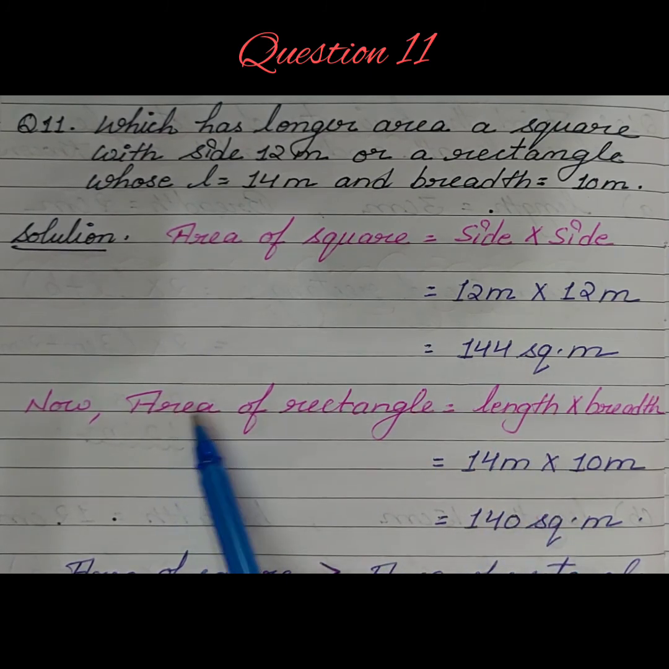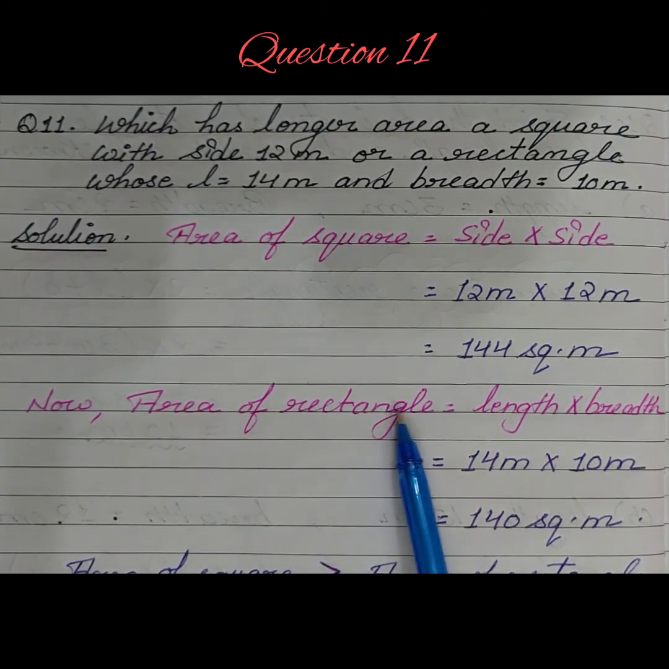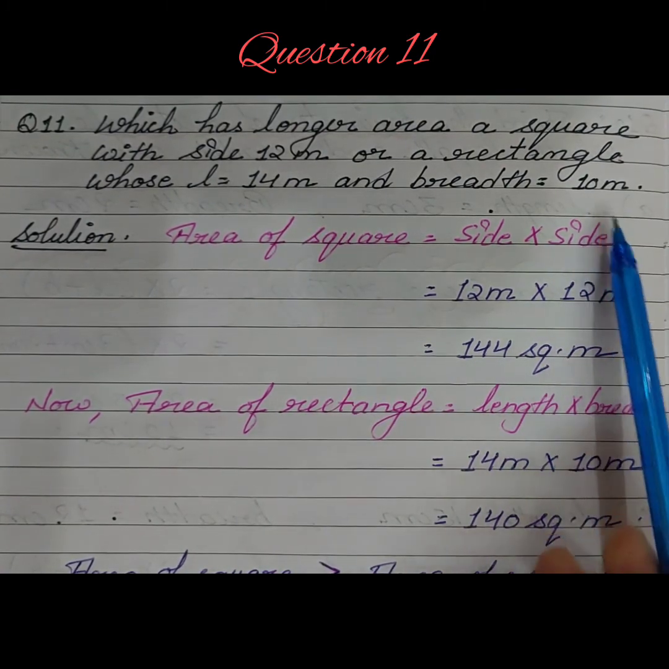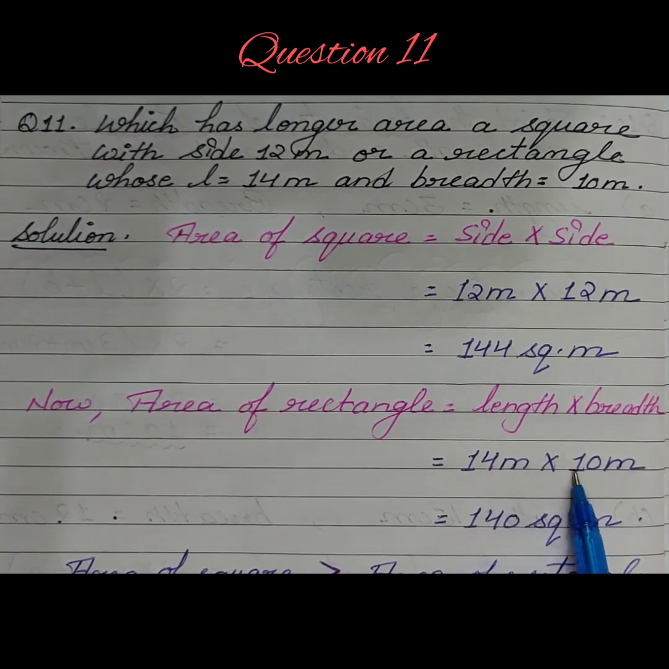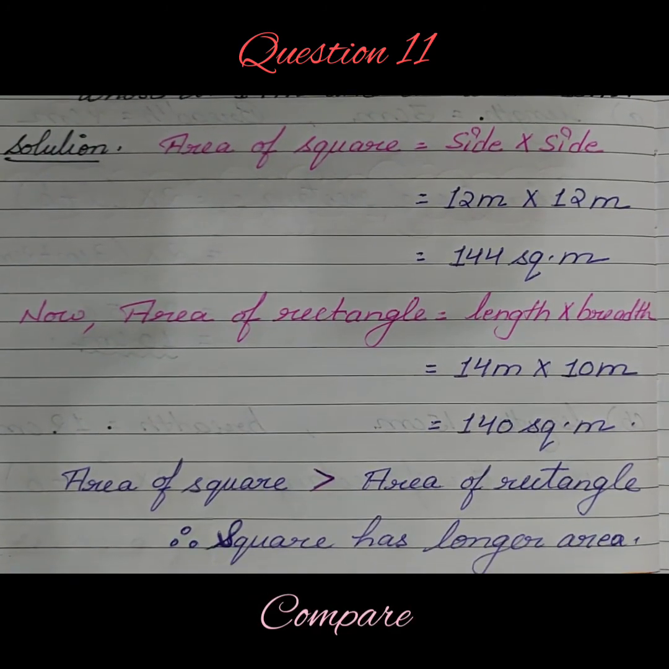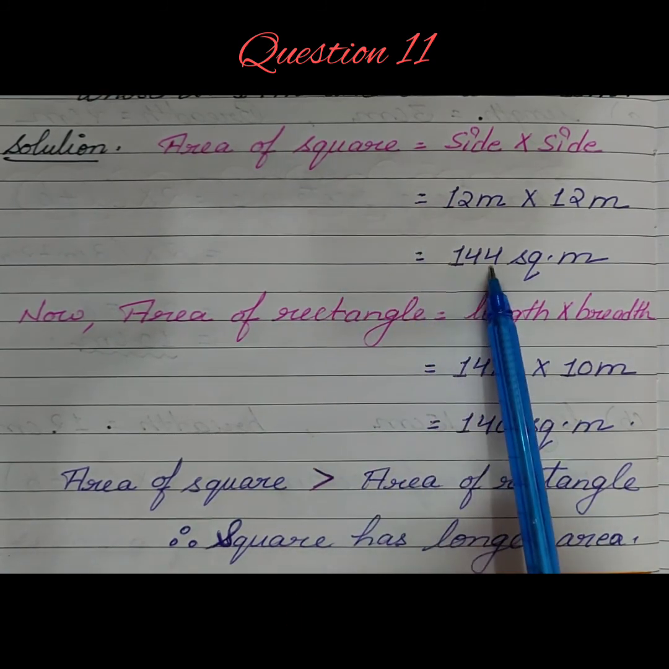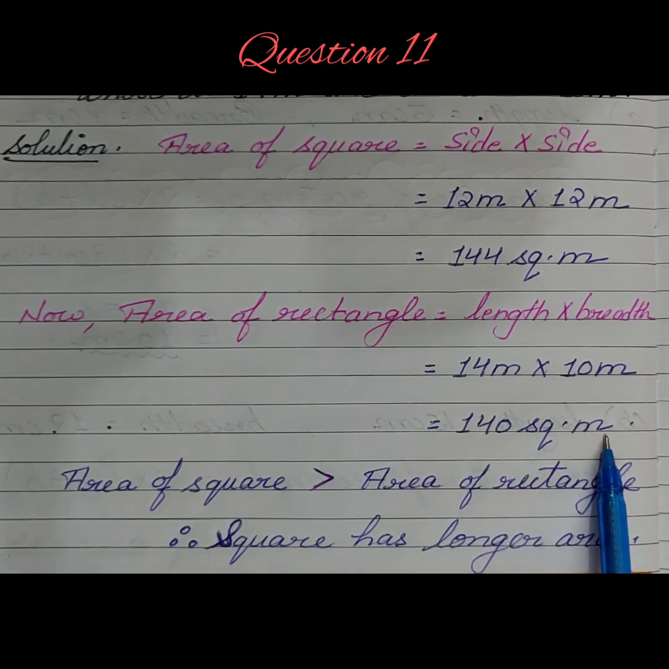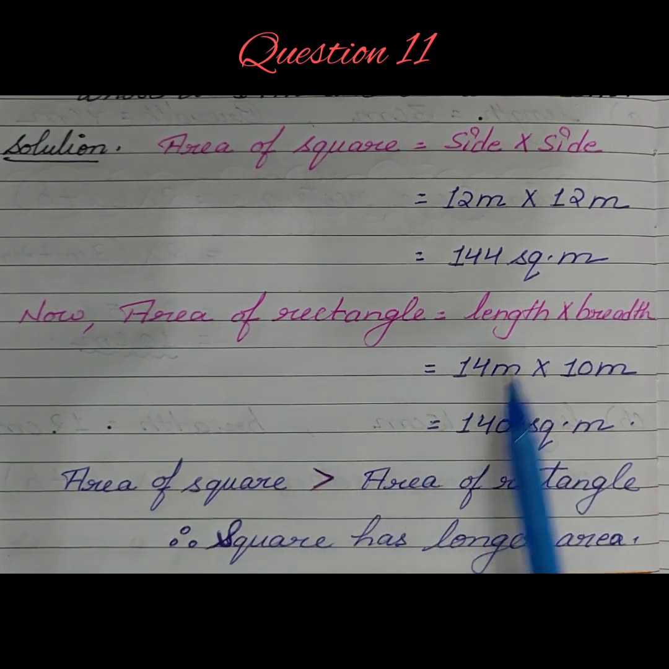Now find the area of the rectangle. Formula of area of rectangle is equal to length into breadth. Length is given 14 meters and the breadth is given 10 meters. 14 meters into 10 meters is equal to 140 square meters. Now we have to compare both the areas. Area of square is 144 square meters and area of rectangle is 140 square meters. Which has more area? Yes, the square has more area. Therefore, we can write square has longer area.